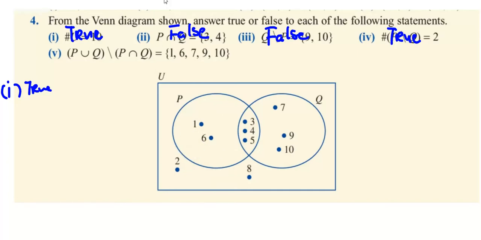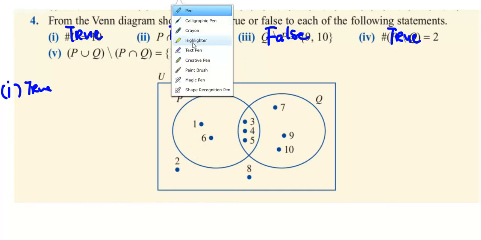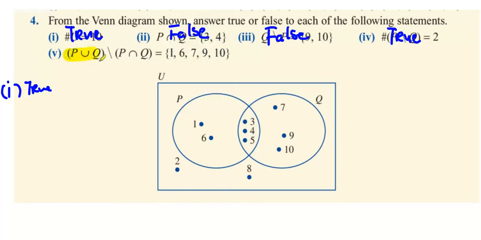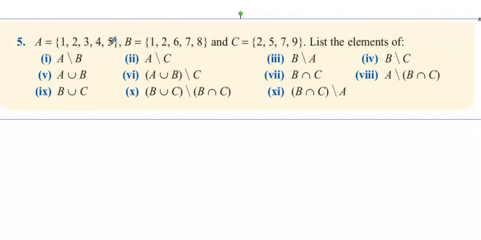Everything in, we'll use a highlighter for this one. Everything in P union Q is all of this yellow region, but you're not allowed to be inside of P intersection Q, so you're not allowed 3, 4, and 5. So how many do we have there? 1, 6, 7, 9, and 10. That is true. Okay, question 5.